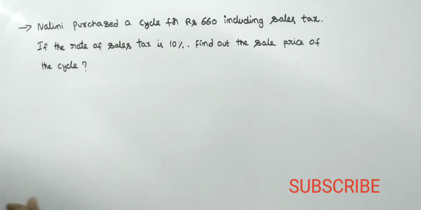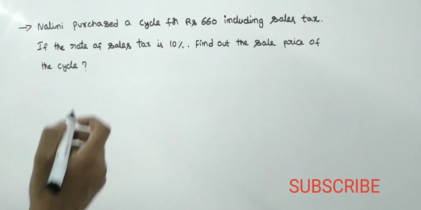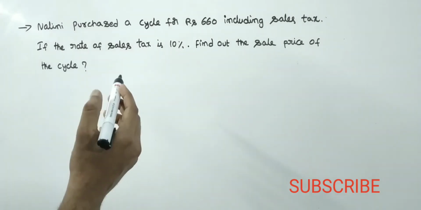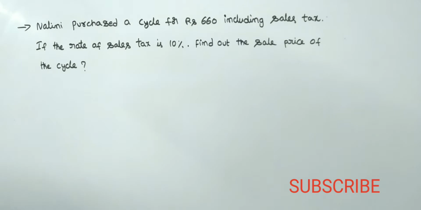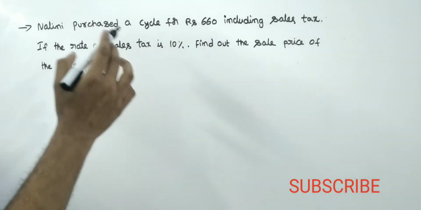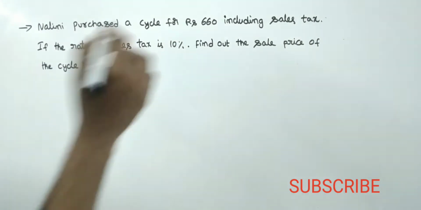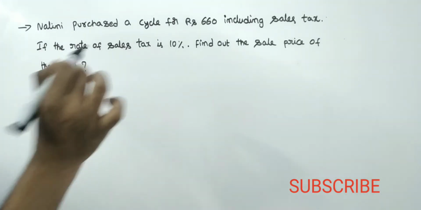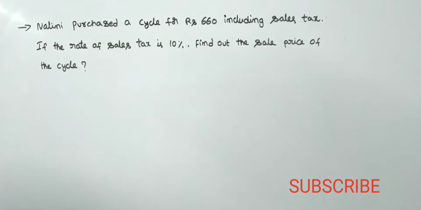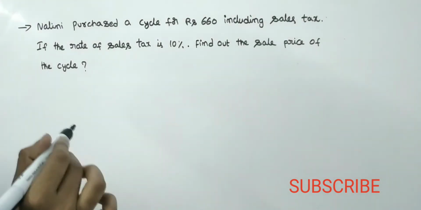See friends, in today's session, first problem. Nalini purchased a cycle for rupees 660, including sales tax. If the rate of the sales tax is 10%, find out the sale price of the cycle.